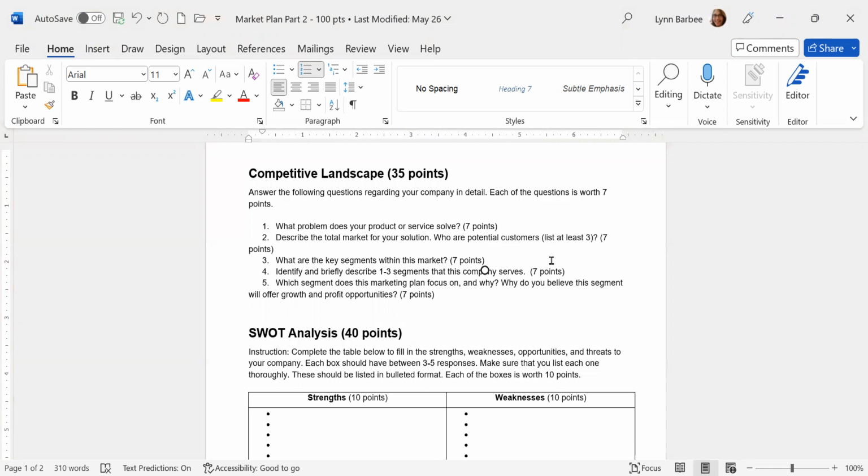And sometimes the problems are intangible. You can't see them. It's just in somebody's mind, I guess you'd say, what they perceive as a need. Then the total market for your solution, all the people who are potentially your customers, and you're going to list at least three. 7 points for that, at least three. You could list more. There are a lot of people who maybe want to buy your product. And then the key segments.